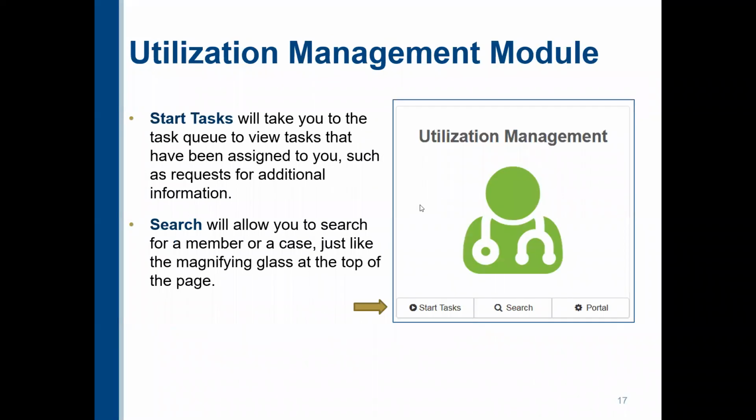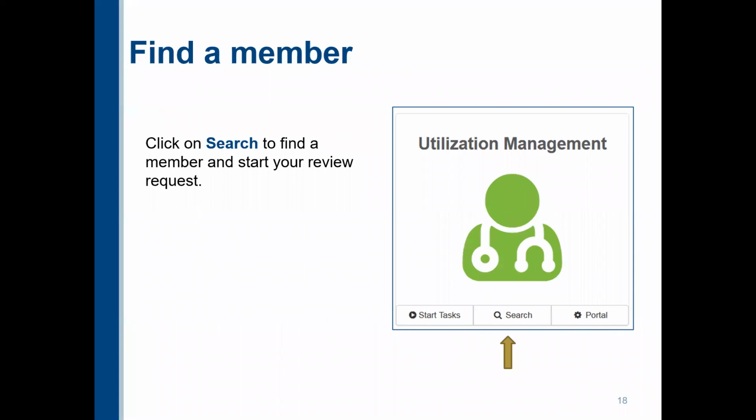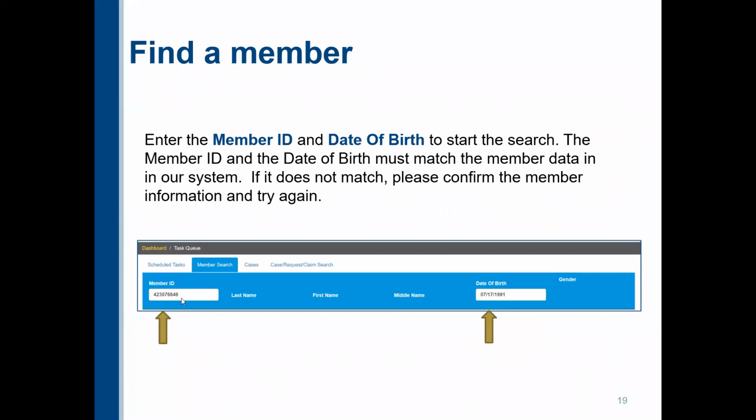So to get started, you'll go to the Utilization Management panel, and you'll either select Start Task, which would take you to that task queue, or you can click on Search. First, you'll need to find your member, so you'd click on Search. You'd enter the member ID and the date of birth. The member ID typically is the 9-digit number that your member provides to you.